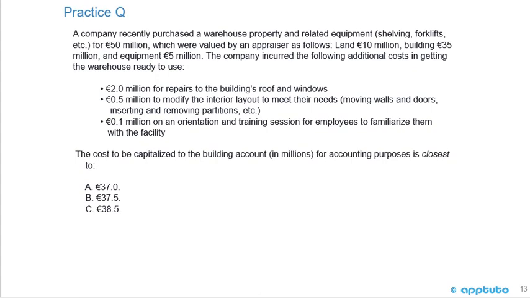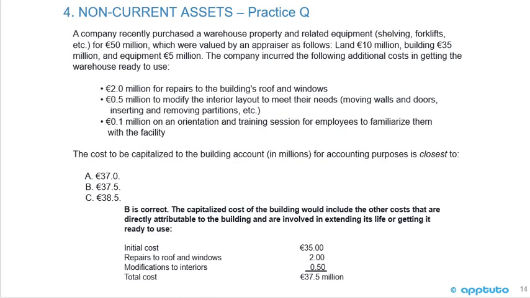The cost to be capitalized to the building account in millions for accounting purpose is closest to A, 37 million euros, B, 37.5 million euros, or C, 38.5 million euros. Okay, the correct answer is B, it's 37.5 million euros. The capitalized cost of the building would include the other costs that are directly attributable to the building and are involved in extending its life or getting it ready to use.